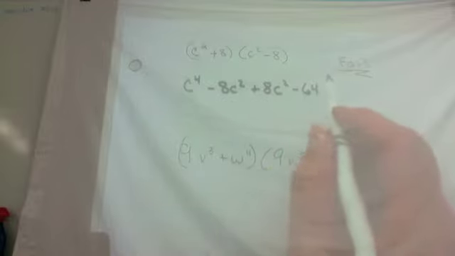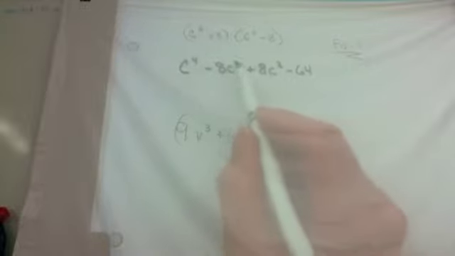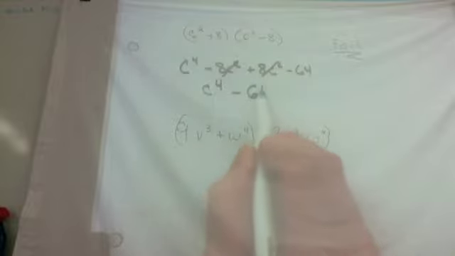Now, as anticipated, my inner terms cancel with each other. They're like terms, and one's positive, one's negative, and I'm left with c to the 4th minus 64. And these are the difference between two squares. This is c squared times c squared, and this is 8 times 8.